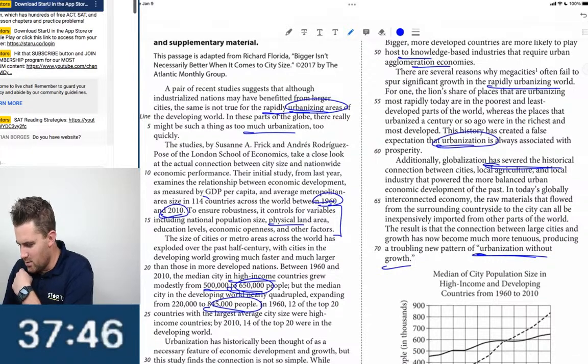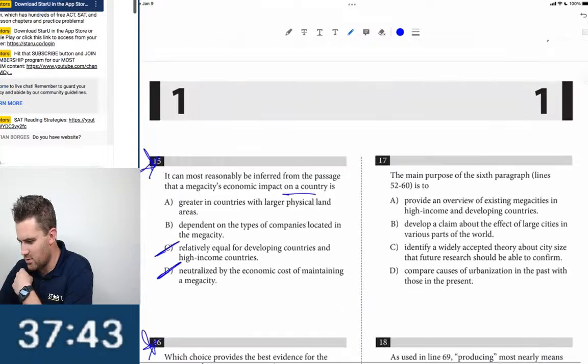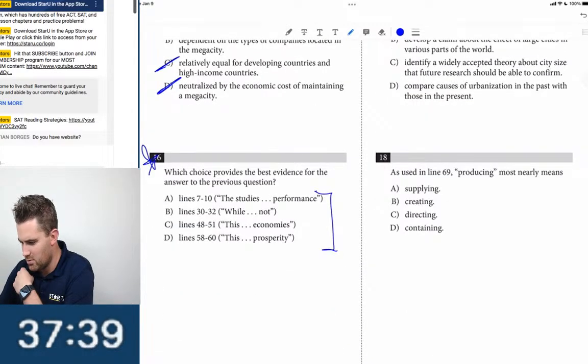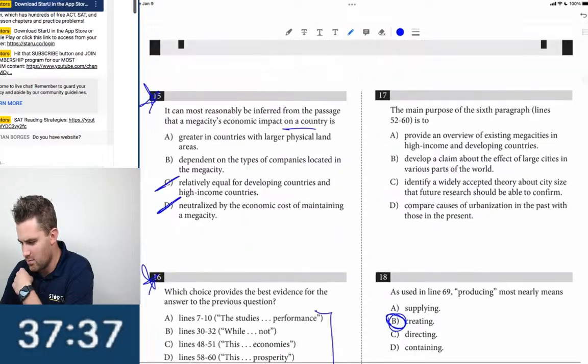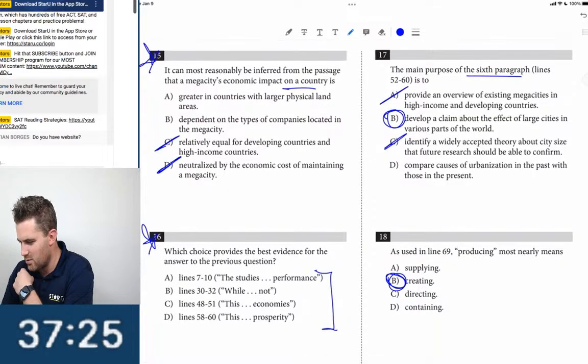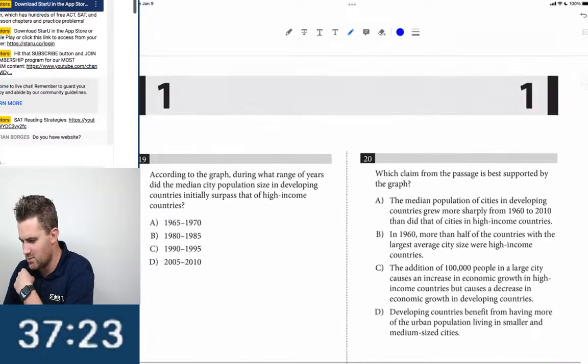Tenders producing a troubling new pattern. Is that the word? Producing, creating, right? Let's go back in here. Sixth paragraph. Provide an overview of existing... No. Local claim. I think it's B. Why they said the theory about city size. No, it's not future research. That is this research. I think it's B. I've got to keep going, but I think that one's B.